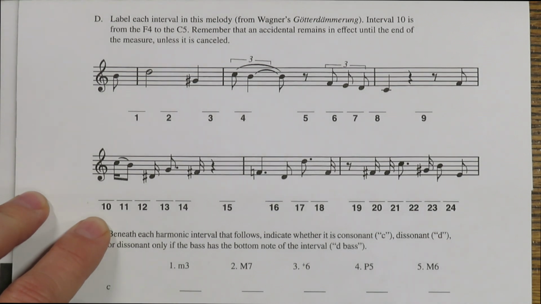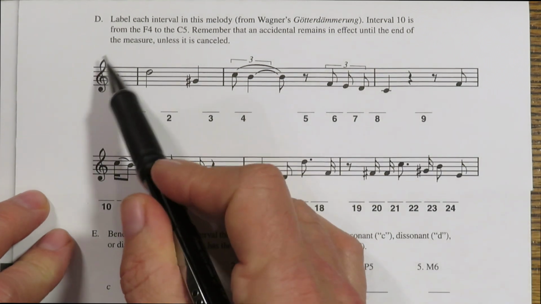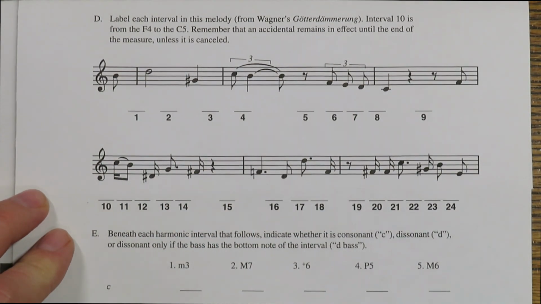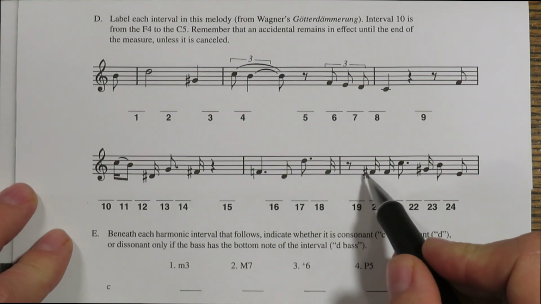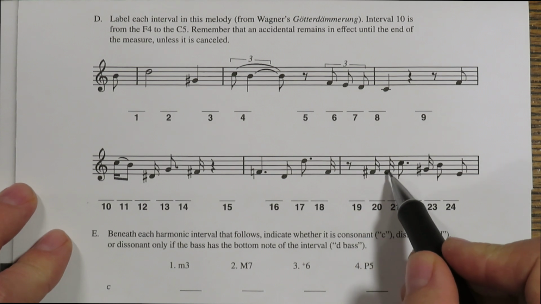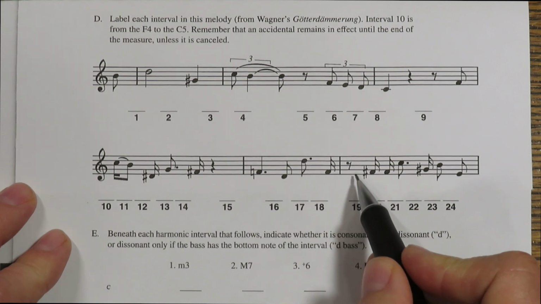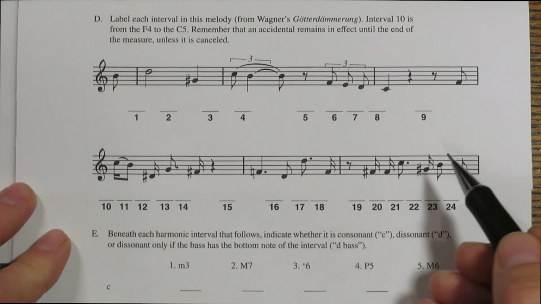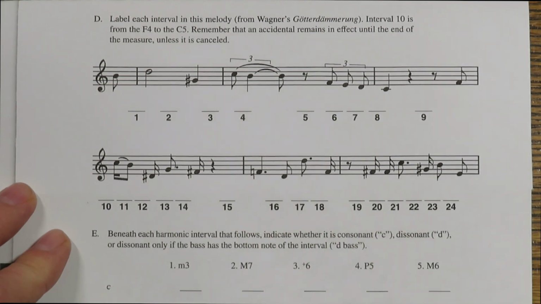Okay, and let's look at this. Remember that an accidental remains in effect until the end of the measure unless it's canceled. Okay, so for example, here we have an F sharp, right? Well, this is also going to be an F sharp because it remains in effect unless it's canceled by a natural sign. All right.